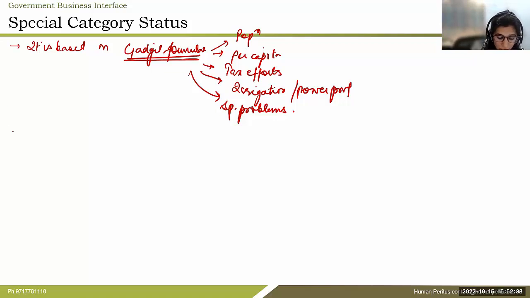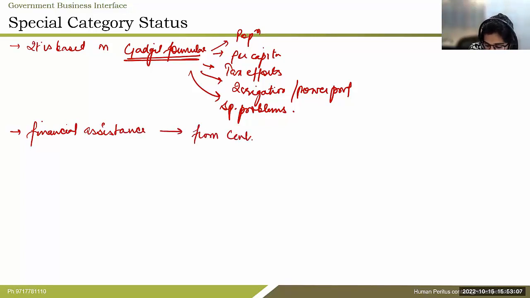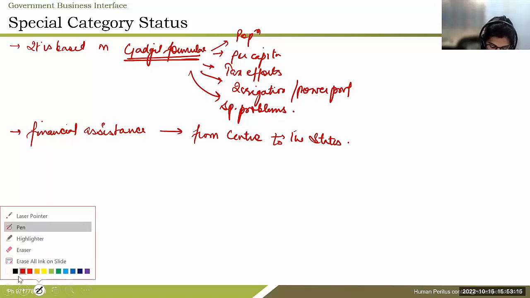Under this, what does the central government actually do? It provides financial assistance to the areas which are being considered as backward, or we can say which are at a comparative disadvantage as compared to the other areas. All right. So it is financial assistance from the center to the states. All right. So this is one thing. Now, what benefits do they get?